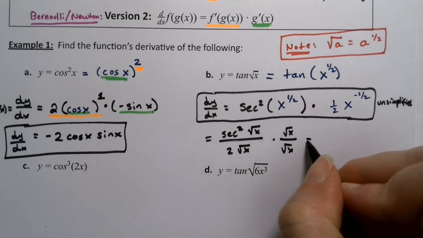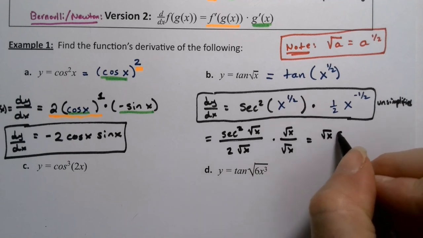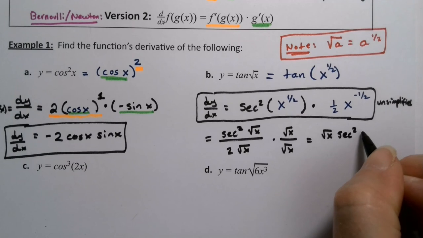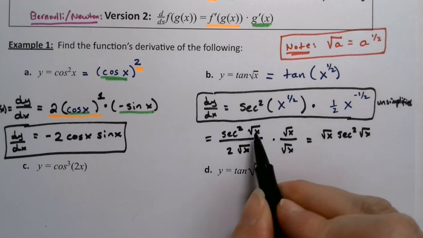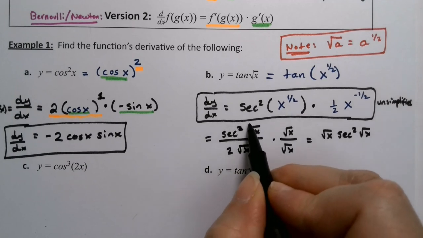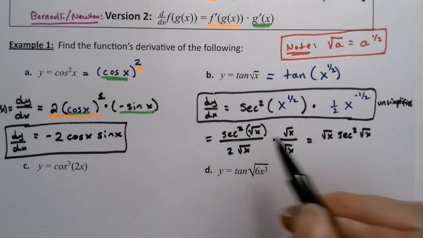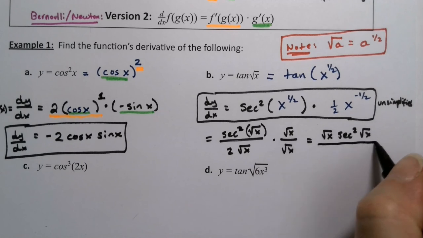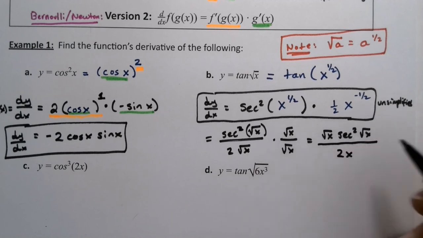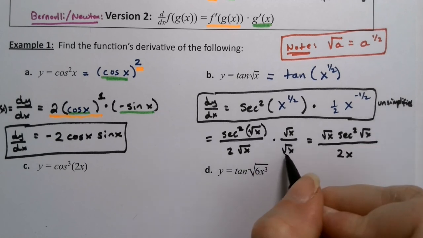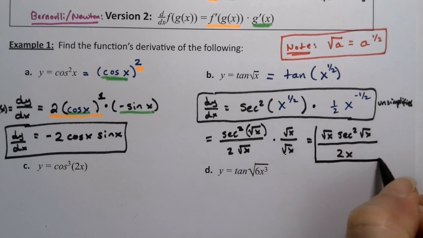So that would be the square root of x times secant squared of the square root of x. Those cannot be squared because this is secant squared of this. This is a transcendental function, so you can't just multiply into it. So it'd be square root of x times secant squared of square root of x, over 2x, because the square root of x times the square root of x down here is x. And so that's the simplified version.